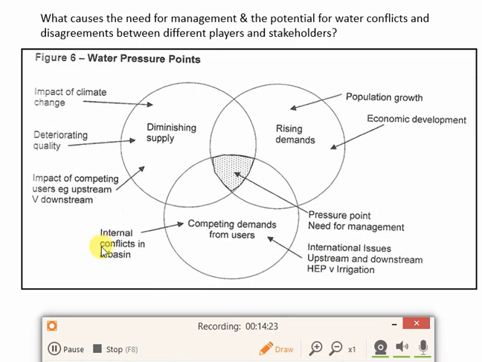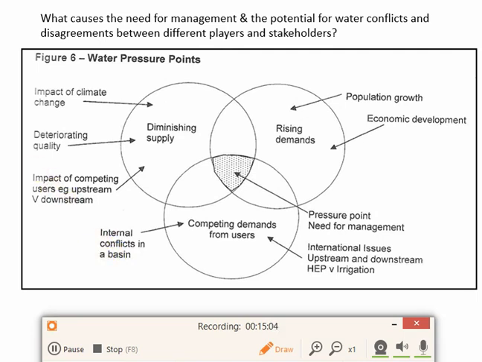You've also got conflicts within a basin as well, though. So, for instance, another example we're going to look at is the Colorado River. Upper basin states such as Colorado, Wyoming, who are obviously within the same country, the USA, needed to allow the lower basin states, such as Arizona, California, etc., to have a water supply as well and not just dam it all off. So you can have internal conflicts within countries as well.